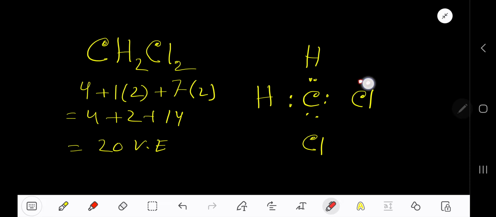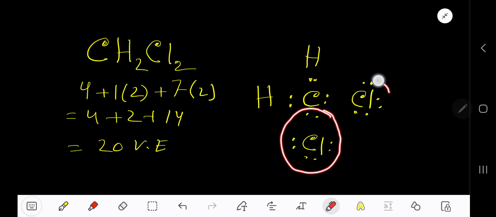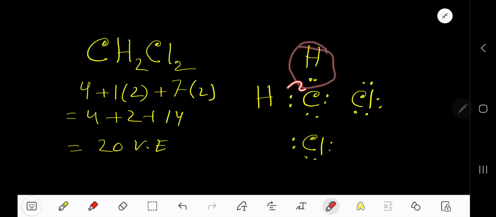So we have to count here. Look, 2, 4, 6, 8, 10, 12, 14, 16, 18, 20. We have used all the valence electrons, 20 valence electrons. Now count for octet. Octet, now duet. At last, count for octet of the central atom.